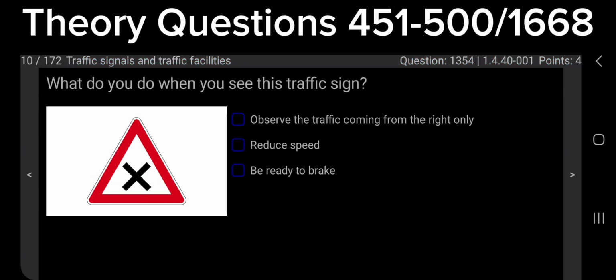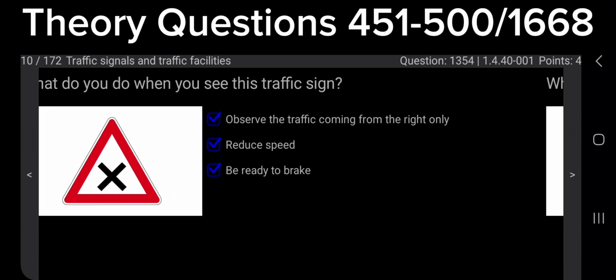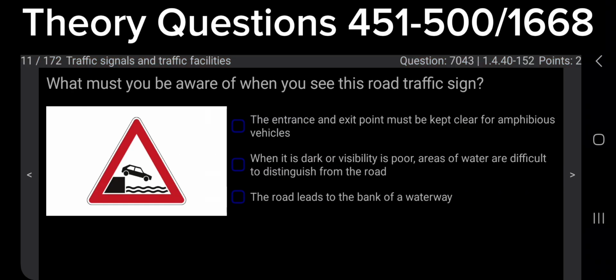What do you do when you see this traffic sign? Observe the traffic coming from the right only. Reduce speed. Be ready to brake. Observe the traffic coming from the right only.